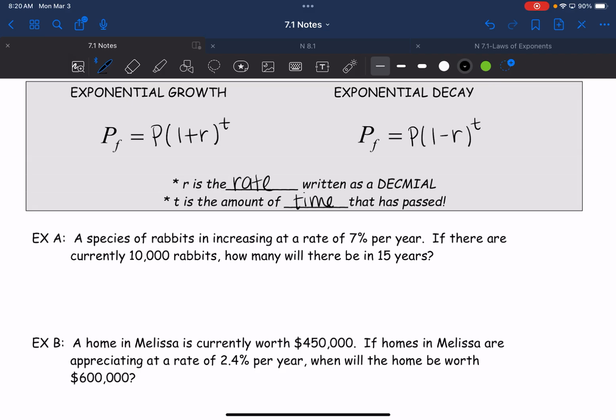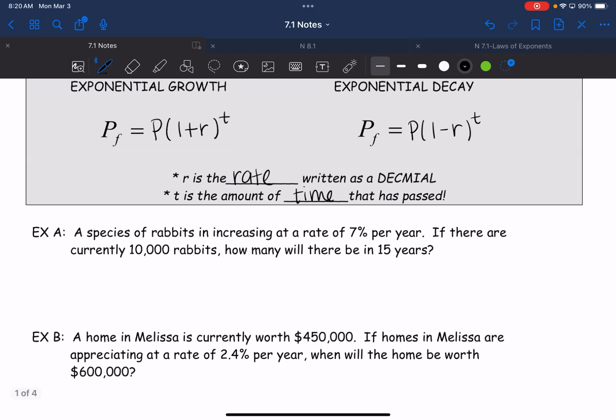Example A says that a species of rabbits is increasing at a rate of 7% per year. If there are currently 10,000 rabbits, how many will there be in 15 years? Okay, so if they are increasing, are we talking growth or decay? Growth. So we know we're going to use that first formula.